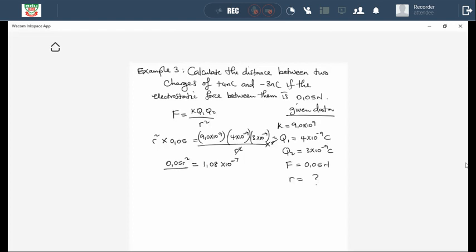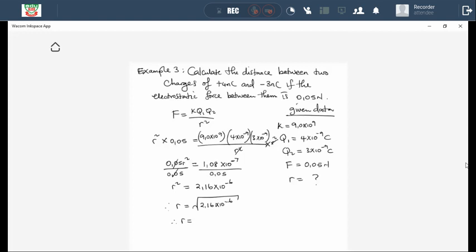Then what do I do from there? I divide both sides by 0.05. This one and this one cancel out. So in other words, r squared is equal to 1.08 times 10 to the power minus 7 divided by 0.05. I have my calculator there. I'm getting 2.16 times 10 to the power negative 6. So what do I do there? I put a square root sign on both sides so that I get my r. Therefore, r is equal to the square root of 2.16 times 10 to the power minus 6.